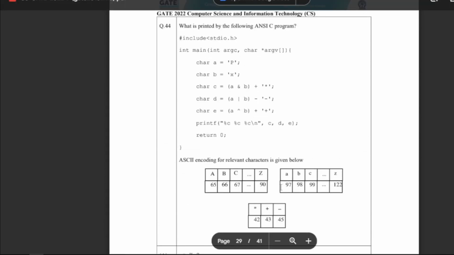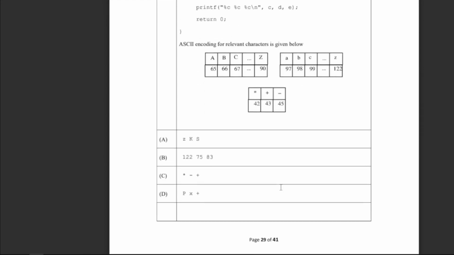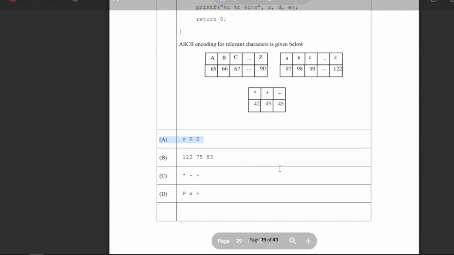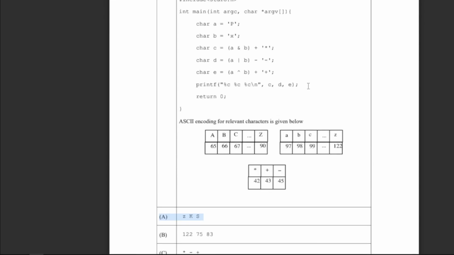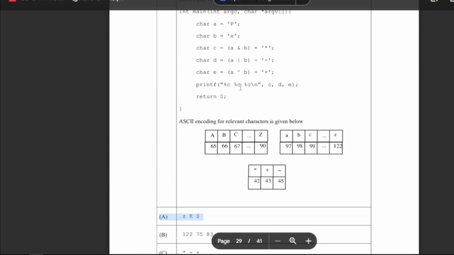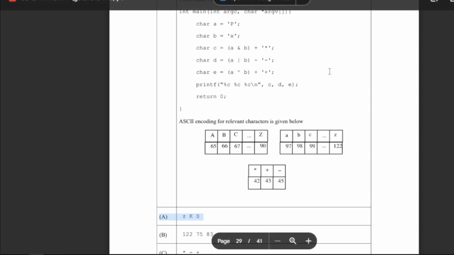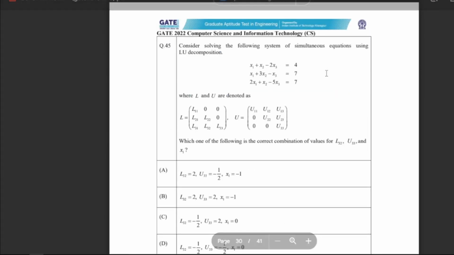Now what it will print is, for 44, the answer is ZKS, right? So you can get this ZKS value from these ASCII numbers. Sometimes there will be a question, but they won't provide the ASCII values for them, so you will have to get them yourself.